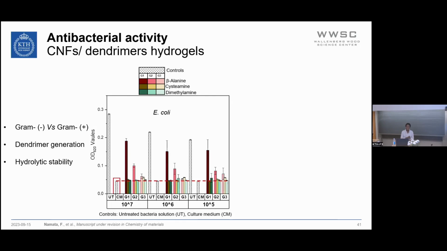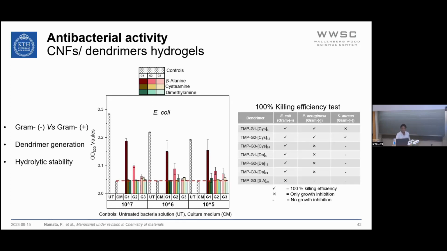activity. And again, here in the hydrogels, we saw similar trends where the gram-negative was the more preferred bacteria, even though we had activity towards both. We then also saw that, yes, when we increased the generation, we also had increased activity, and again, the hydrolytically stable dendrimers were more active.